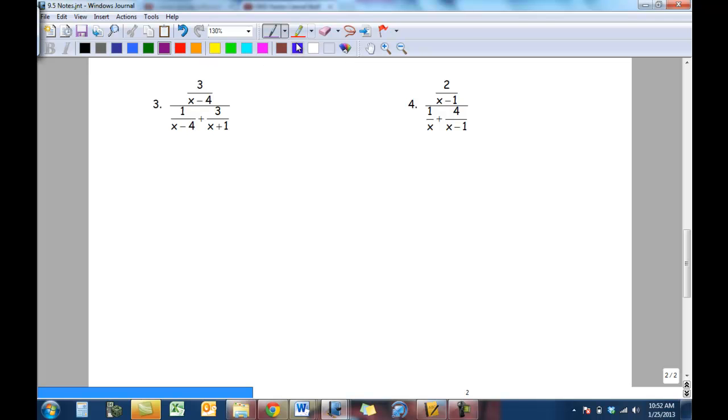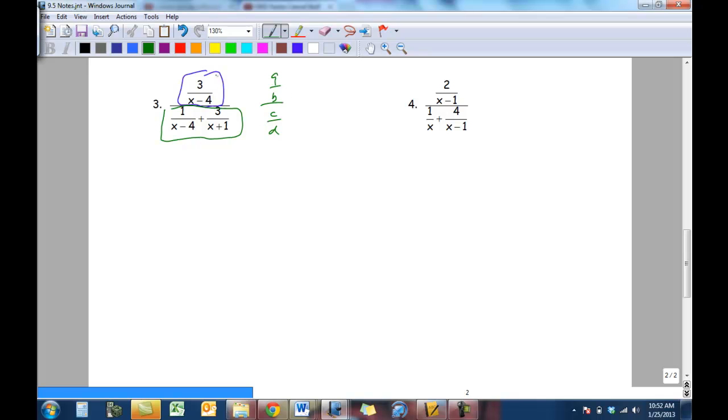Now, look at the top. The top is this fraction. There's not much that we can do there, right? But the bottom is adding these two fractions. We need to put that together so we have just a fraction divided by a fraction. A over B divided by C over D.